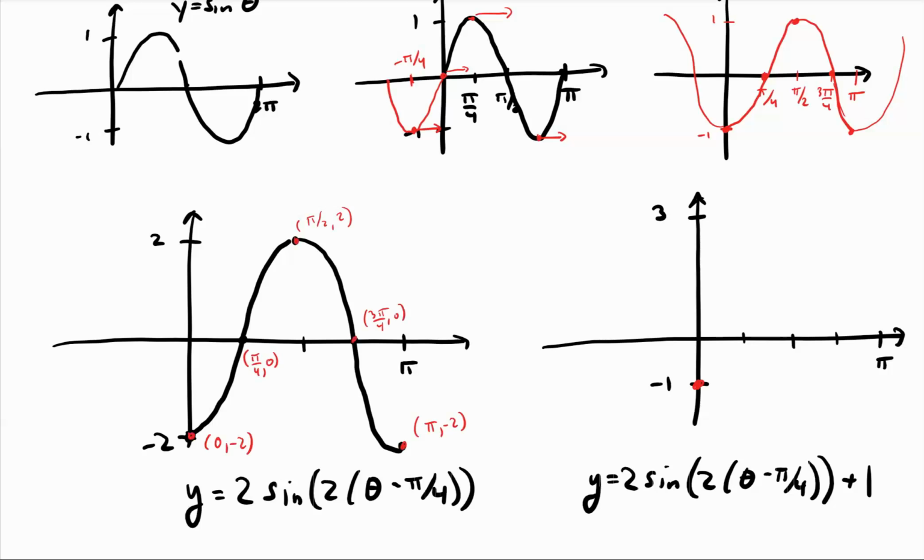So we need to increase the y values by 1. So at pi over 4, we're now at 1. So here. At pi over 2, we're at 3. Then back at 1 and back at minus 1. So it would go up like that and back down like this. Okay, and then it would repeat itself.